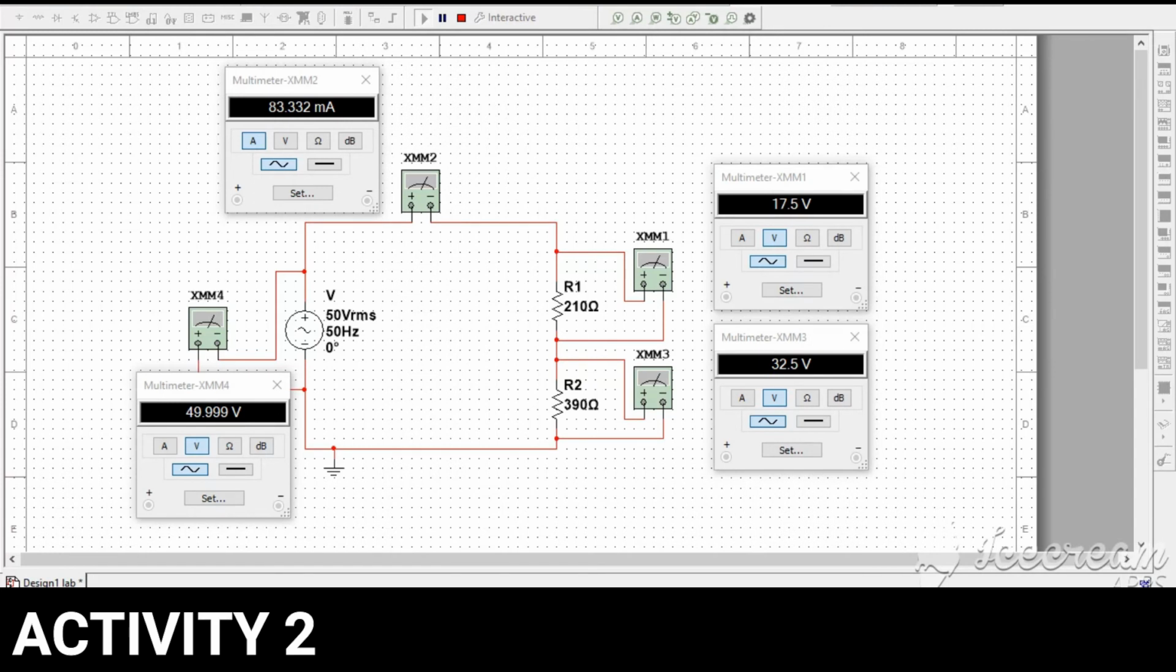And we got I equal to 83.332 milliampere. We got VR1 equal to 17.5 volt, VR2 32.5 volt, and V total equal to 49.999 volt.